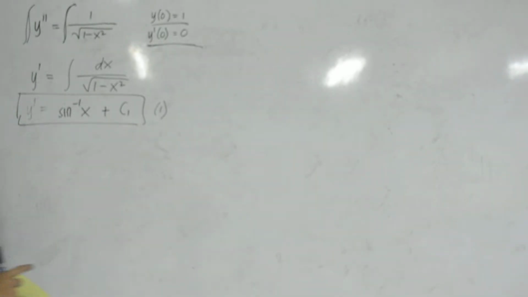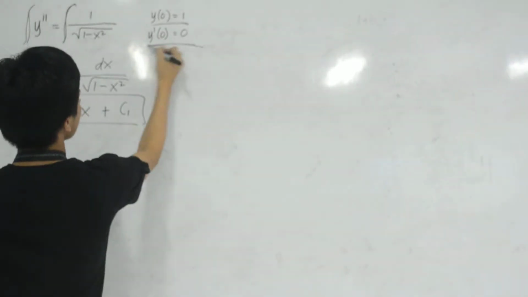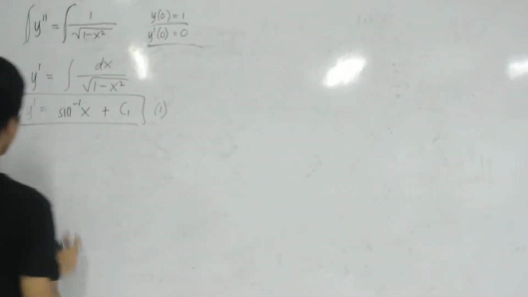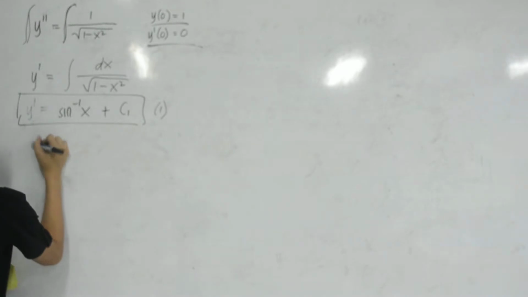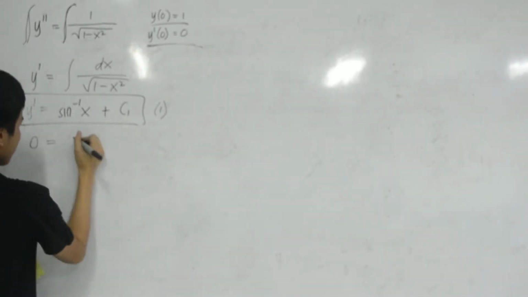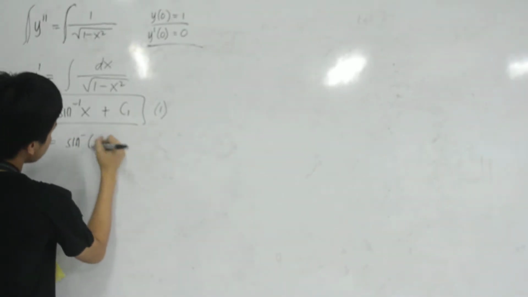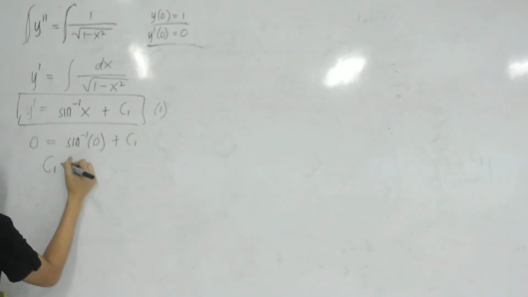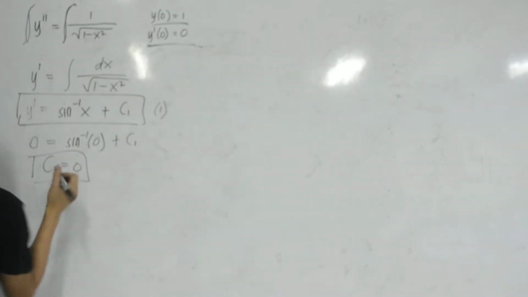But since it is given in the condition that y prime of 0 is equal to 0, we can solve for the value of c1. So by substitution, 0 is just equal to sine inverse of 0 plus c1. So our c1 is just equal to 0.